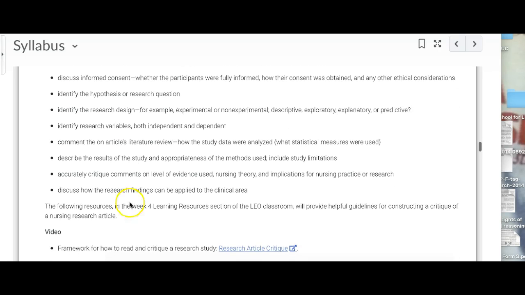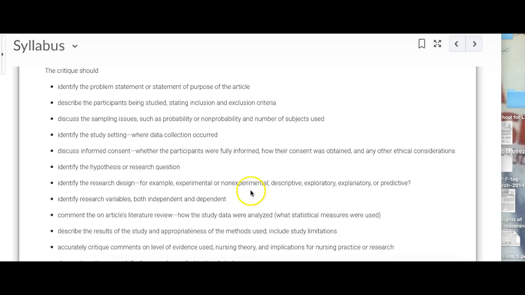Each one of the items that's listed in the bullet points there are really things you should be able to find in your research article. And I will tell you that if you do not feel like you can find enough of these things, you should probably let that article go and try another one.